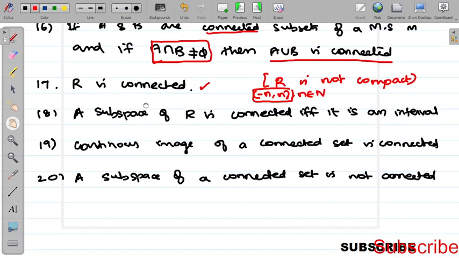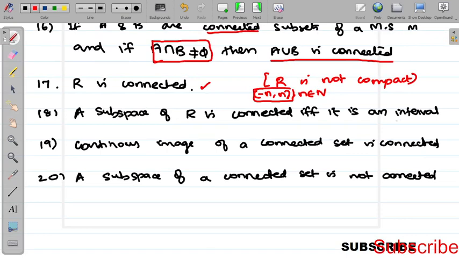Then a subspace of R is connected if and only if it is an interval. So if a subspace of R is connected, then that is an interval, and an interval is also connected. The continuous image of a connected set is connected. And the last result: a subspace of a connected space is not necessarily connected.